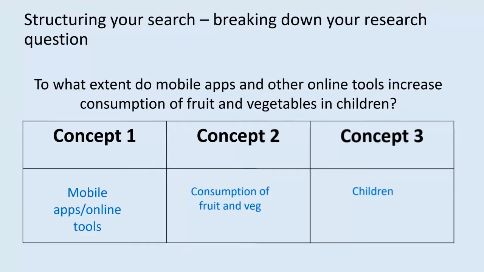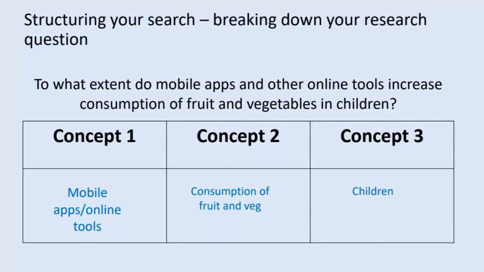I'm aware that your question may not be as straightforward, and we'll talk about how to tackle that in a few minutes. So what I'm trying to do is simply break this research question down into concepts that the database can manage. So my first concept is mobile apps and online tools. My second concept is the consumption of fruit and vegetables. And my third concept is children.